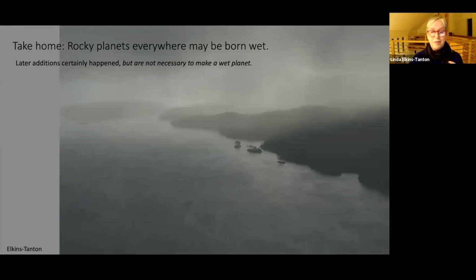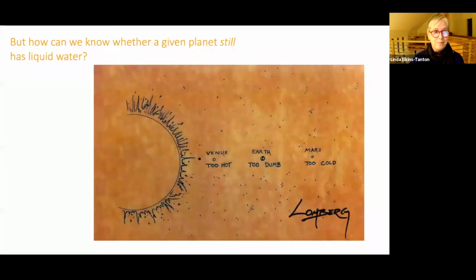Later additions certainly happened. The Earth has been hit by many things since the time of its magma ocean, including comets that brought water, including meteorites, continuing to the present day. But they're not necessary to make a planet wet and therefore habitable. It's a really, really important distinction. You don't have to rely on a stochastic process later. And so that is a very good starting point for looking for life on rocky planets.